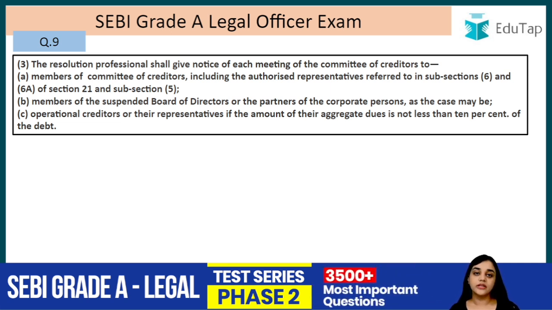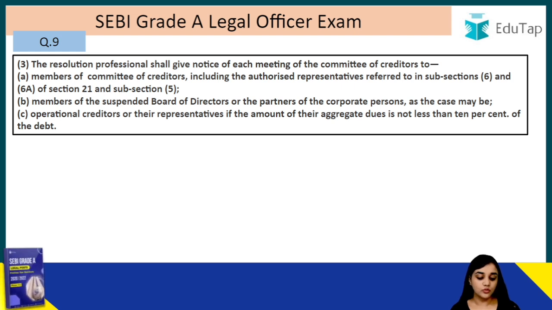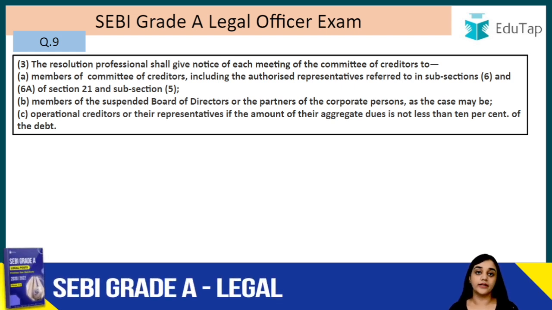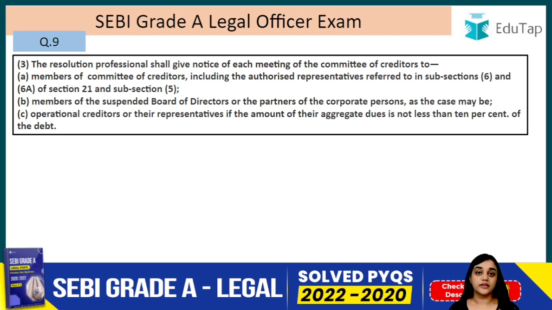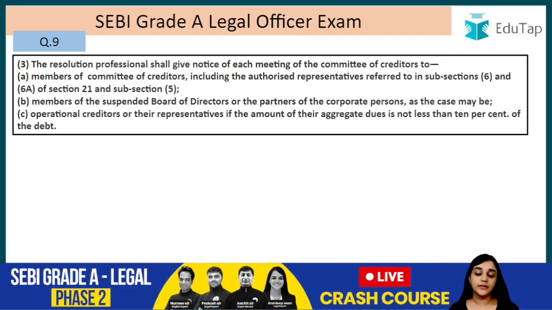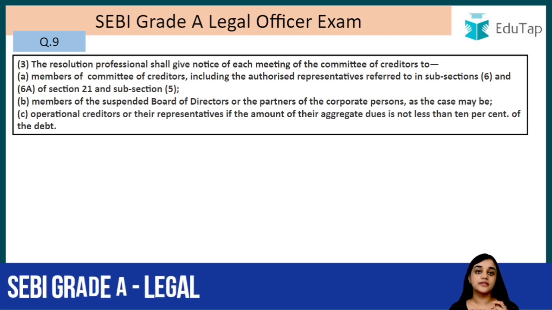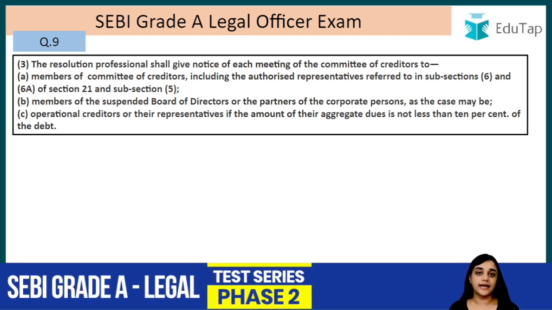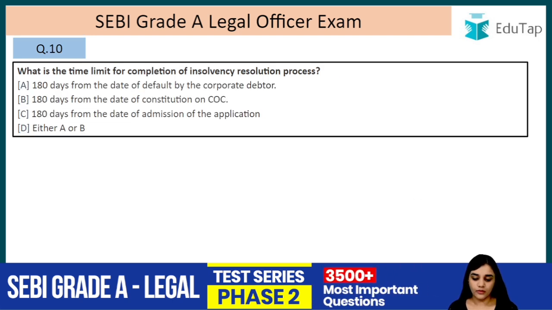Operational creditors or their representatives will also attend this meeting, right? If the amount of their aggregate due is not less than 10% of the debt, that is, if including all the operational creditors their debt is not less than 10%, in that case they will also be given the notice of this meeting. Alright, question number 10.